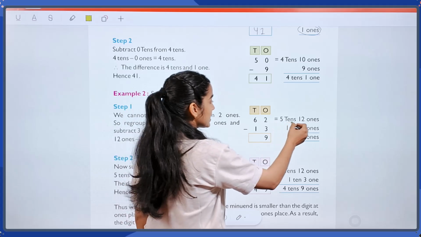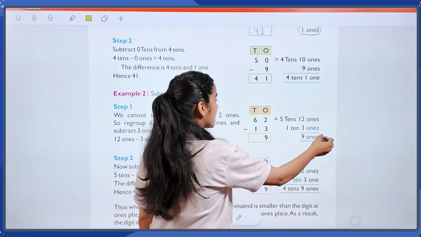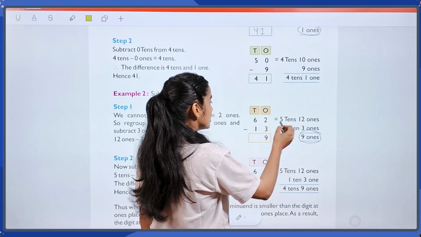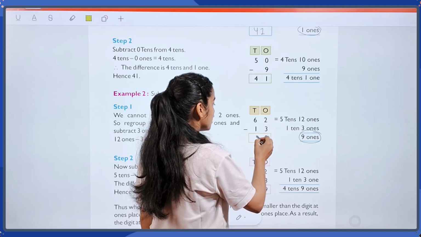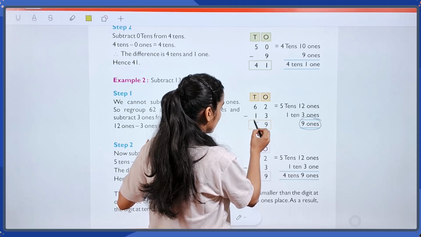Now subtract 13 from 62. So 5 tens and 12 ones. First we have to subtract 3 ones from 12 ones. Our difference is 9 ones. And now we have to write 6 ones, 5 tens minus 1 ten, which is 4. So your answer will be 49.